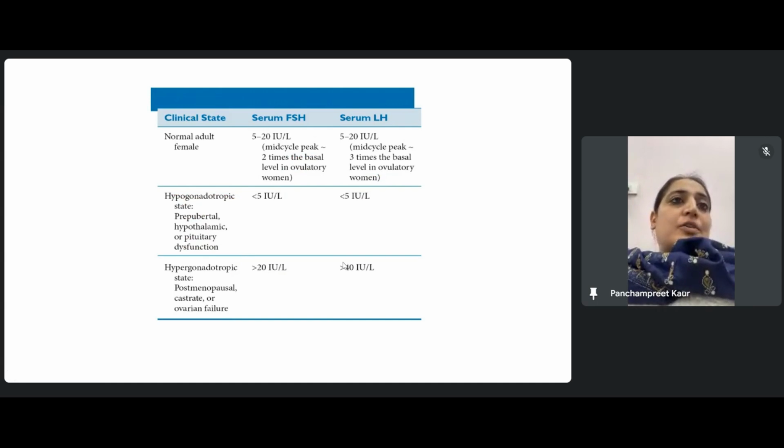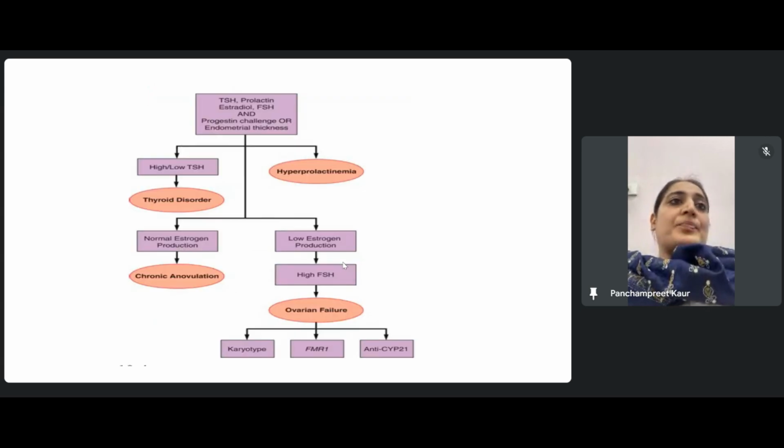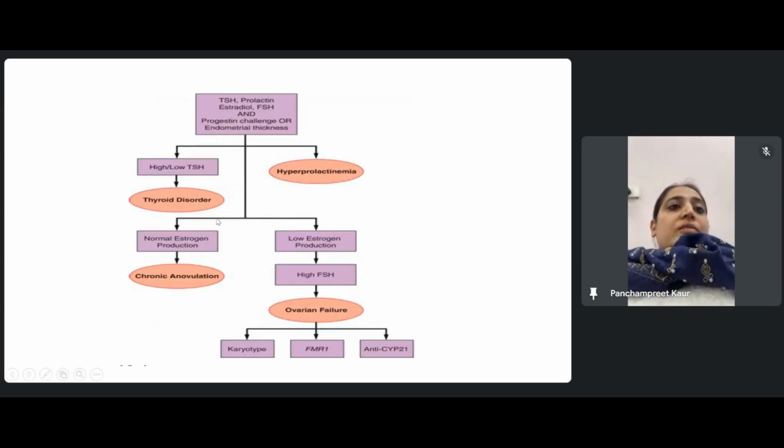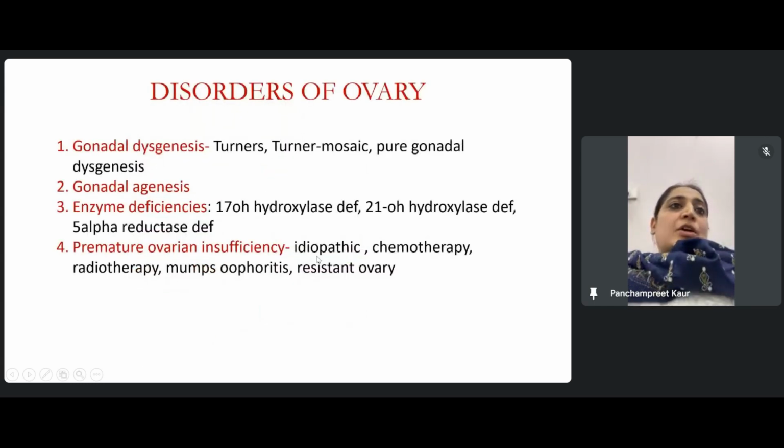These are the reference values for FSH and LH in cases of hypogonadotropic or hypergonadotropic state. However, if the estrogen is low, we need to look at the FSH. If there is high FSH, it can be because of ovarian failure, and then we need to screen the karyotype of the woman. We need to look for the fragile X mutation and also the enzyme deficiencies. So the gonadal dysgenesis can be in Turner's mosaic or pure gonadal dysgenesis. There can be gonadal agenesis. There can be enzyme deficiencies and premature ovarian insufficiency because of multiple causes.